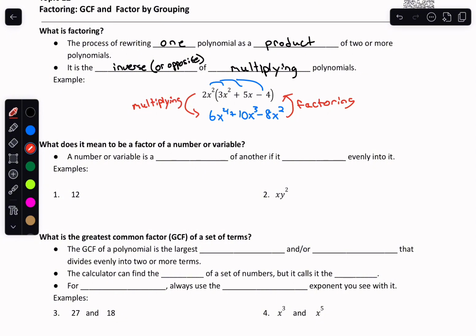So now what does it mean to be a factor of a number or variable? Hopefully you've seen a little bit about factors before when working with numbers. So a number or variable is a factor of another if it divides evenly into it. And by divides evenly, we mean that there is no remainder when we divide. So for example, 12 is our number we're going to start with. 12 has quite a few factors. Okay, if we break down 12, there's a lot of things that divide it.